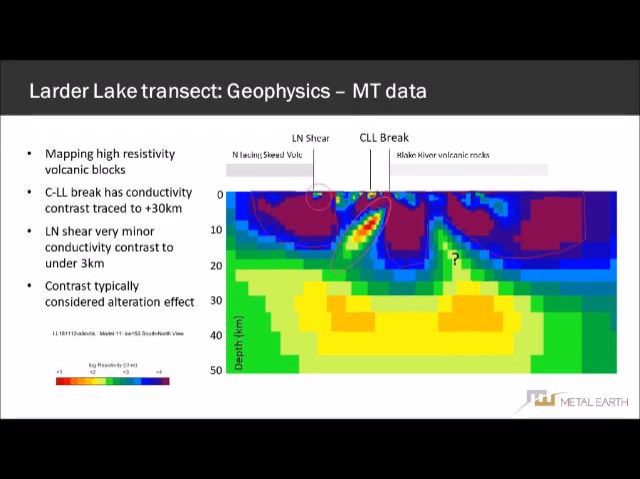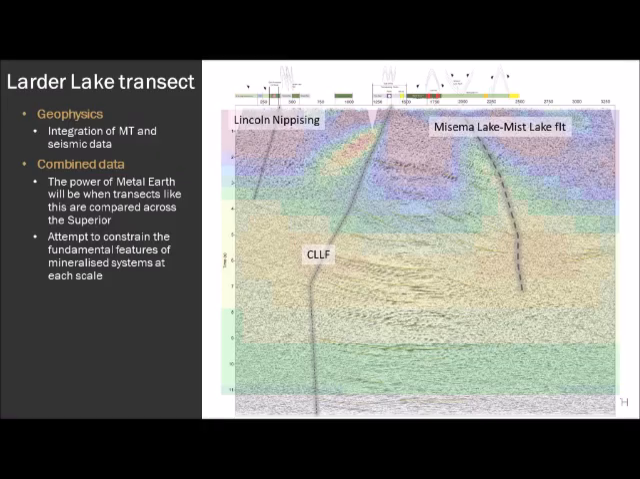So I think the real power of Metal Earth, especially on the transects, is going to be integrating all that data, and that's always something that's really hard to do on these big projects, and then comparing it across the different transects. Here you can just about see the MT in the background, and how the MT correlates with the seismic and the different faults. That's going to be really important to the project. I think that's where the value at this scale is going to be. Can we pick apart the fundamental features of mineralized versus non-mineralized systems?